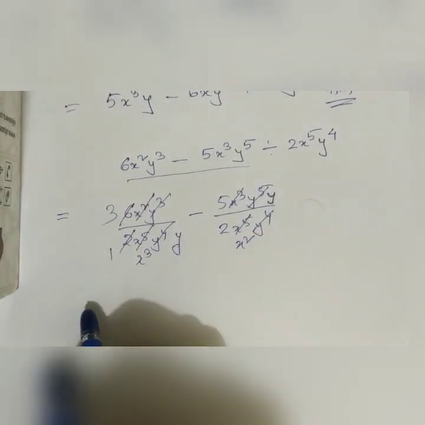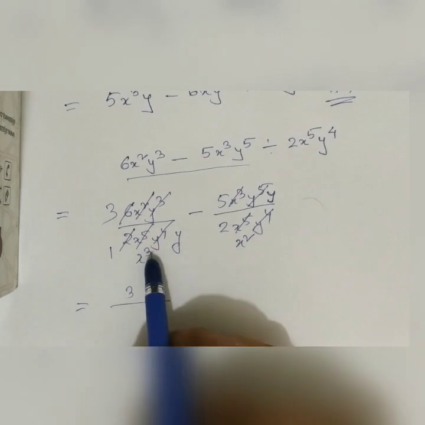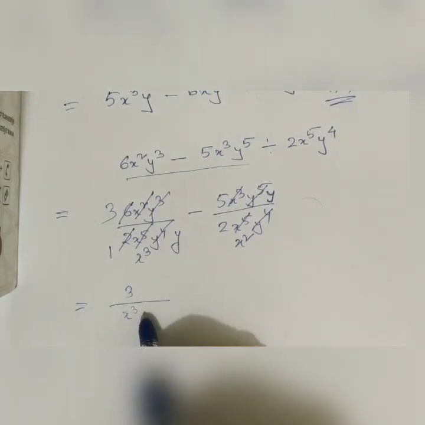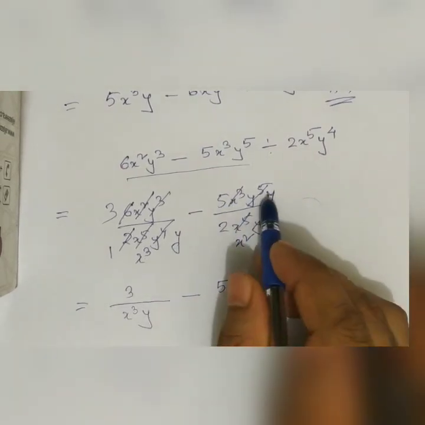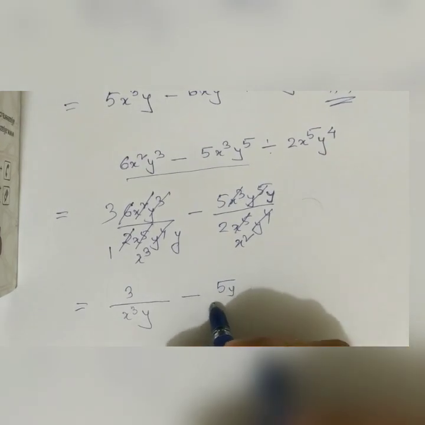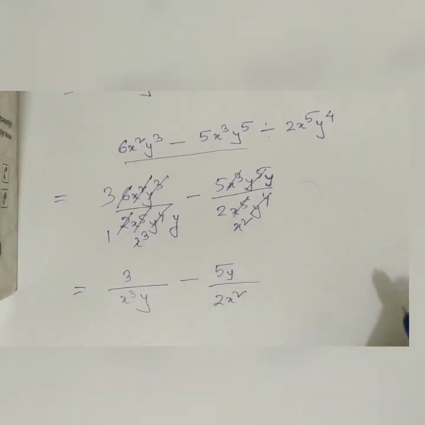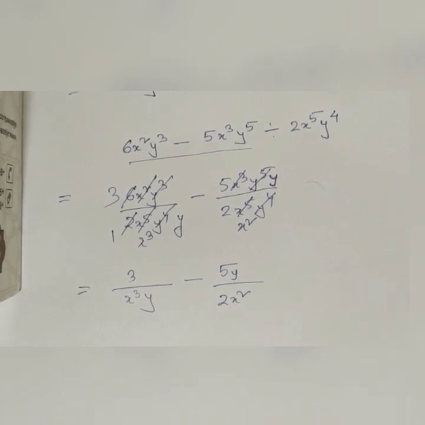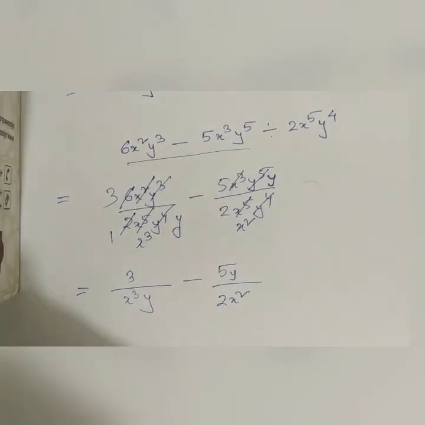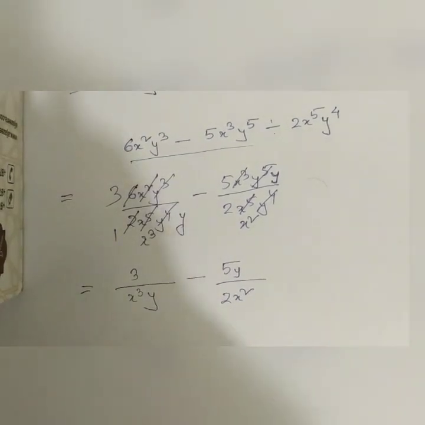So what will be my answer? Over here there is nothing, only 3, so 3 divided by x cube y, minus 5 by 2, y is over here, so y divided by 2x square. So this is my required answer. That's it. Okay. So this is the normal division of a polynomial by a monomial.